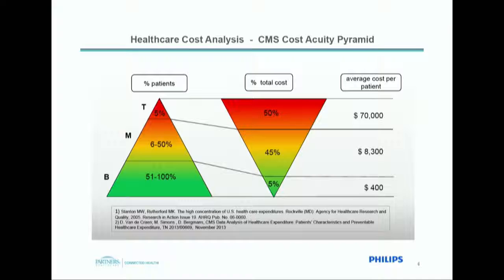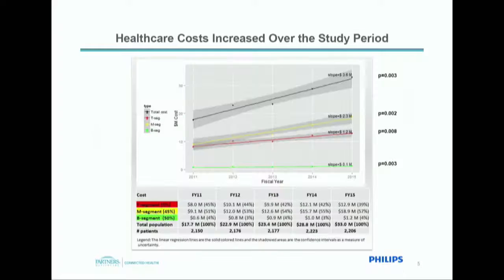And it's well known that in the Medicare population, the healthcare costs are very, very concentrated in the top 5%, the top segment of the cost acuity pyramid. And those patients incur 50% of all the healthcare costs. And our primary question was, is this segment the most expensive for our particular population?